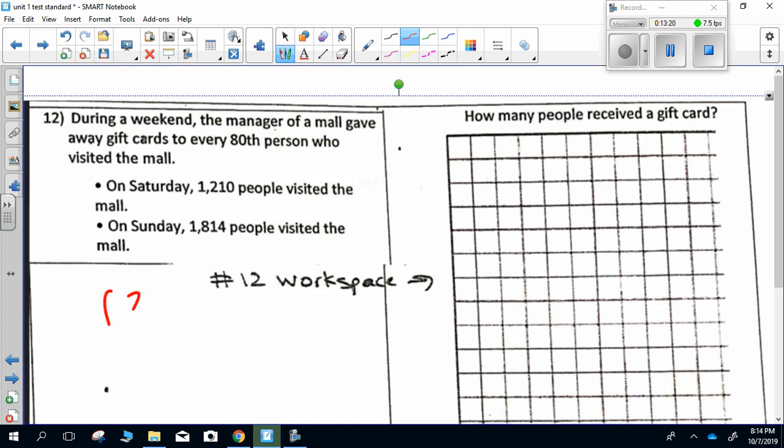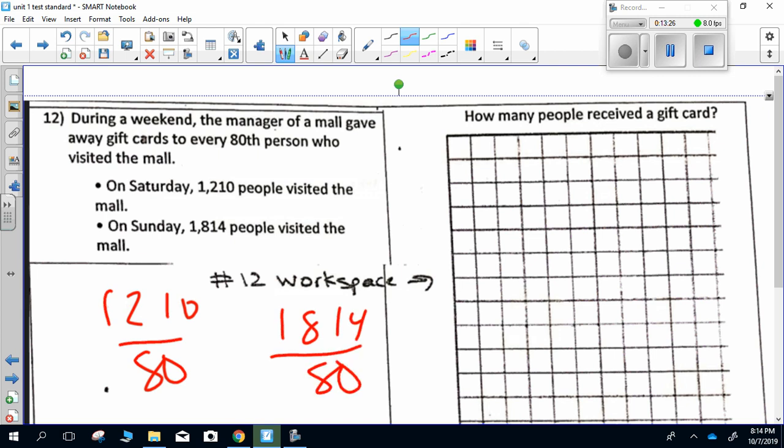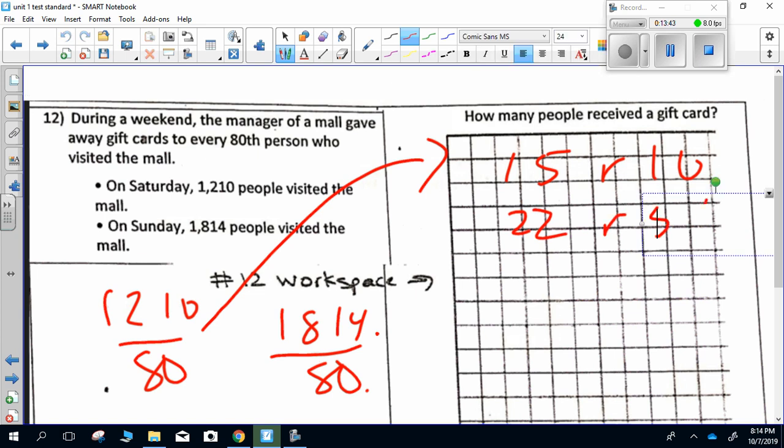Okay, 1210 divided by 80, 1814 divided by 80. 1210 divided by 80 gives me 15, remainder 10, and then 1814 divided by 80 gives me 22, remainder 54. But I don't care about the remainders because I want just the gift cards.